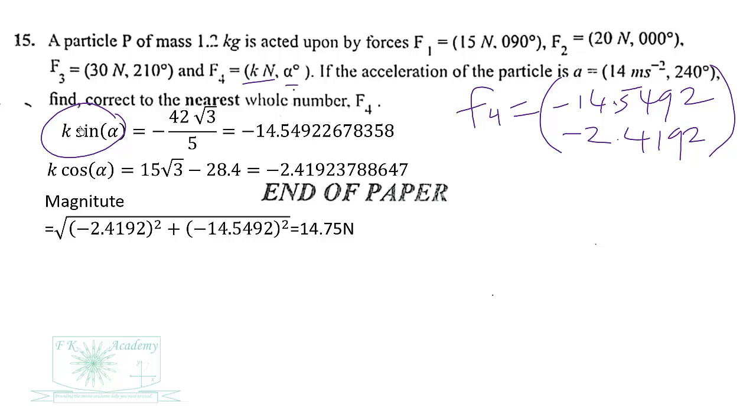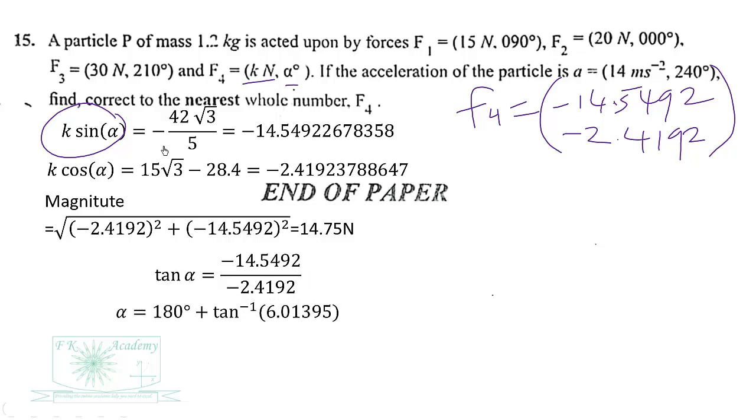So if we divide k sine alpha over k cos alpha, we eliminate k, and that will give us tan alpha equal to this. So we divide this by this. That's what gives us this. And since both the x and the y component are negative, it tells us that the force is in the third quadrant.